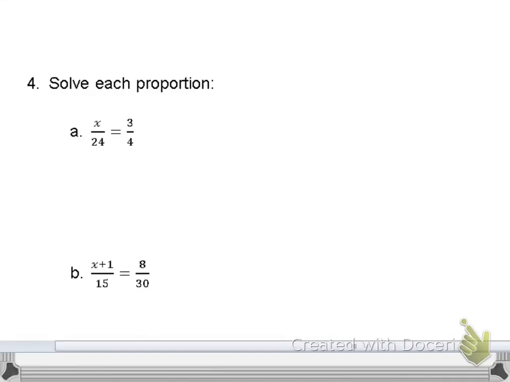This is lesson 31 for Mrs. Boyle's math class, part 2. So we're going to pick up where we left off with example number 4 using cross products.